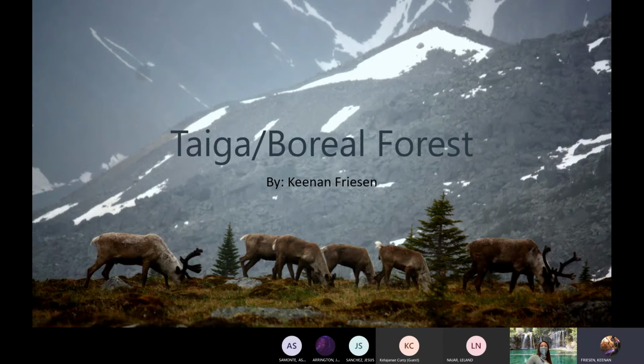Alright, so this is the taiga biome. I don't know, how do you say it? Taiga. Oh, taiga? Okay.